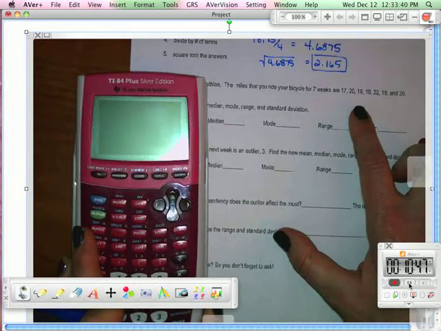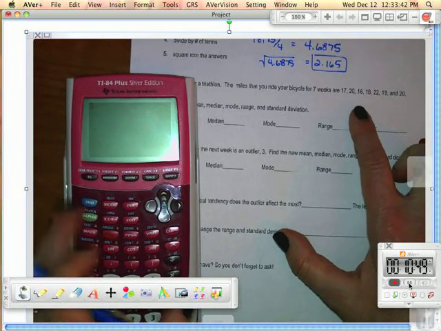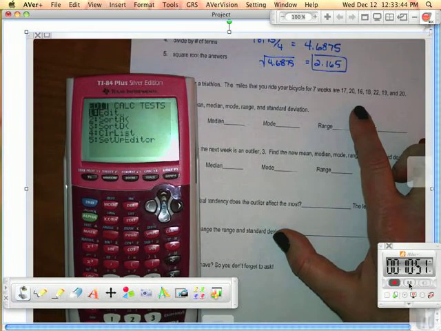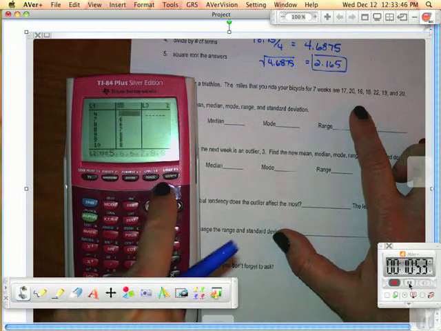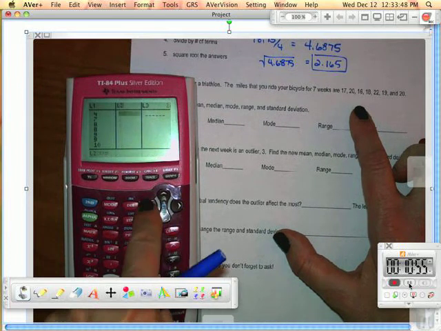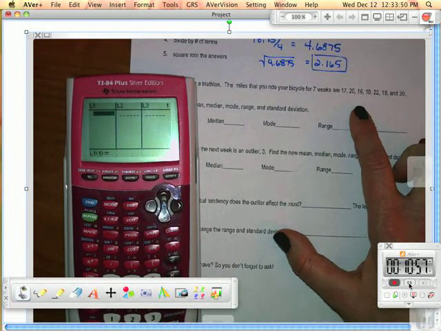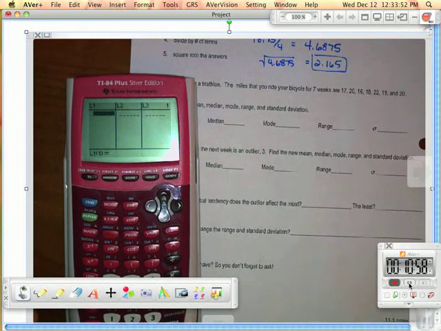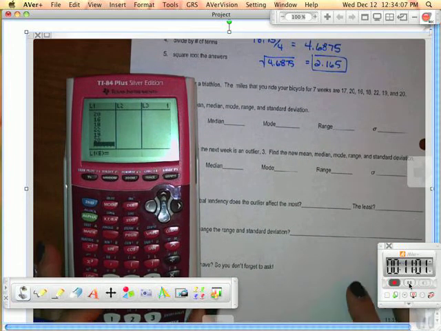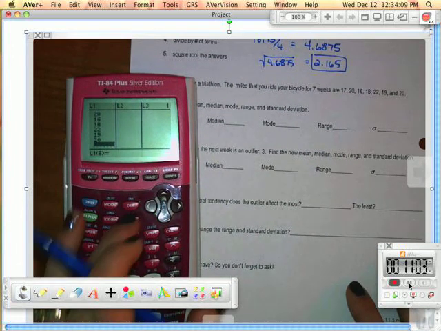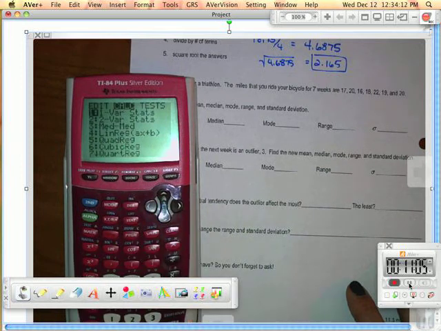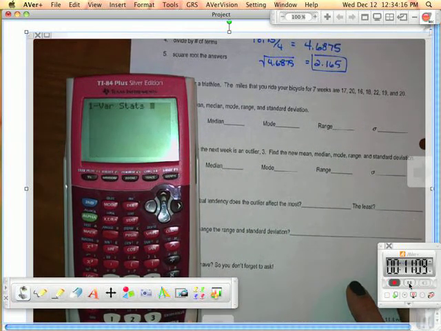So again, I want you to go to Stat, and you're going to edit your lists. You're going to clear whatever list you have in there and put in these numbers. Okay, I have them in my list. Now I'm going to go back to Stat, and I want it to calculate the statistics on that particular set of data. So I push Enter, and just Enter since there's only one list in there.